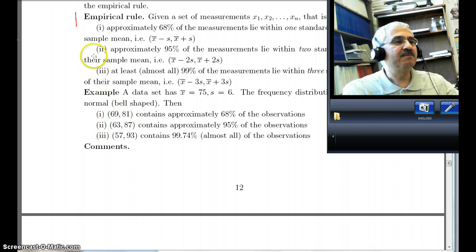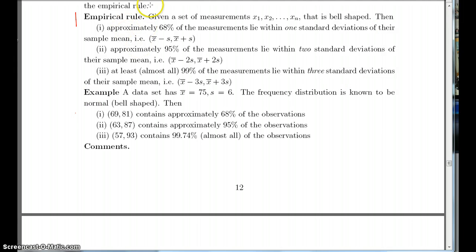And this is what the empirical rule says. It's really a remarkable rule. We're going to tie it into the normal distribution later on when we get to probability distributions. But for now, let me go over it here in your lecture notes.